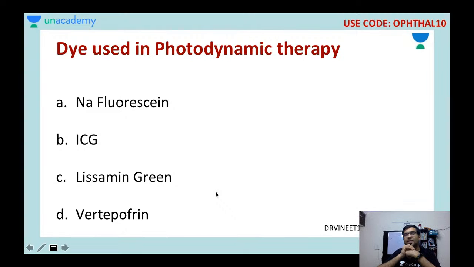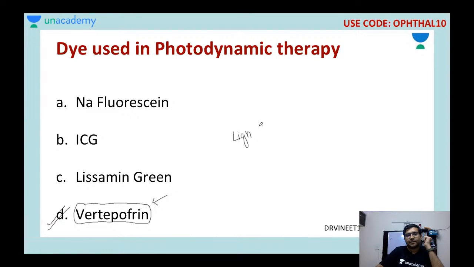Let's move to the next question. The dye which is used in photodynamic therapy is sodium fluorescein, ICG, lissamine green or verteporfin. Try to answer. So the dye that is used is called verteporfin dye. Okay, what is the verteporfin dye? It is a light sensitive dye.